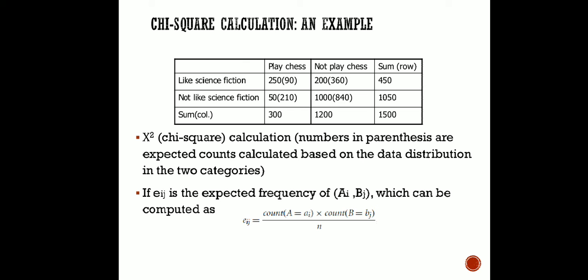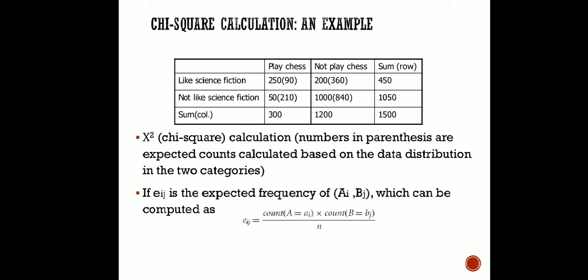We have to find out the summation value. So A equals AI will be the summation of the row, that is 300, and B equals BJ will be 450. N, the total outcome, is 1500. If we consider it like this, we can find out 90. For other cases we can calculate the value in the same process. If you want the details of the total working out of this EIJ value, you may follow the associated study material which I am sharing.